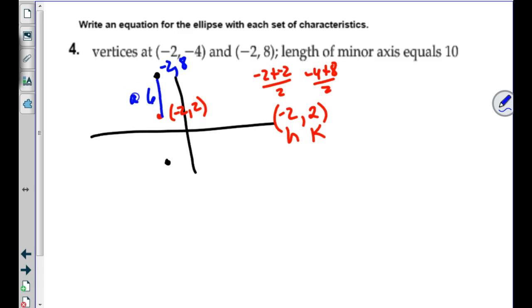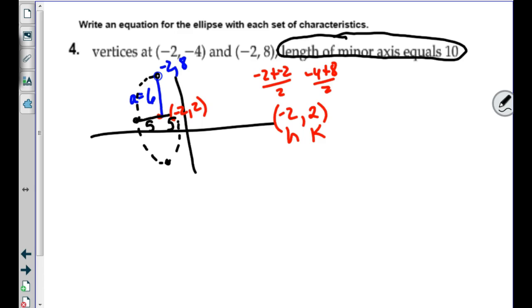6 units, and that's A. Guess what? We already know B. Anybody remember what the minor axis is? This is the major axis because it went from vertice to vertice. And how long was the major axis total? 12. So if the minor axis going this way is a total of 10, how far does it go each way? 5. So what's B? B squared is 25, B is 5. Yep, you guys are on the right track.